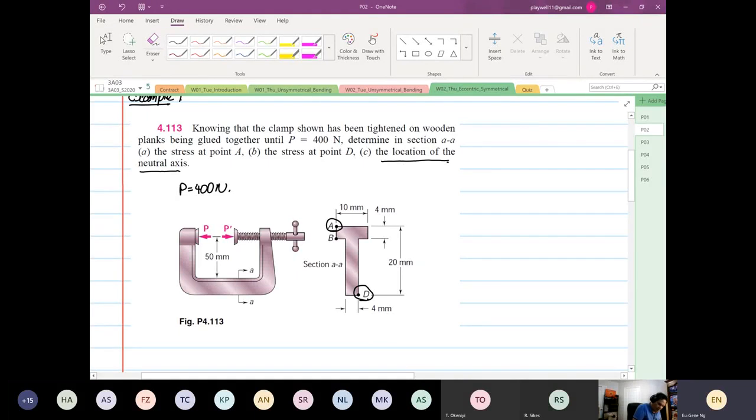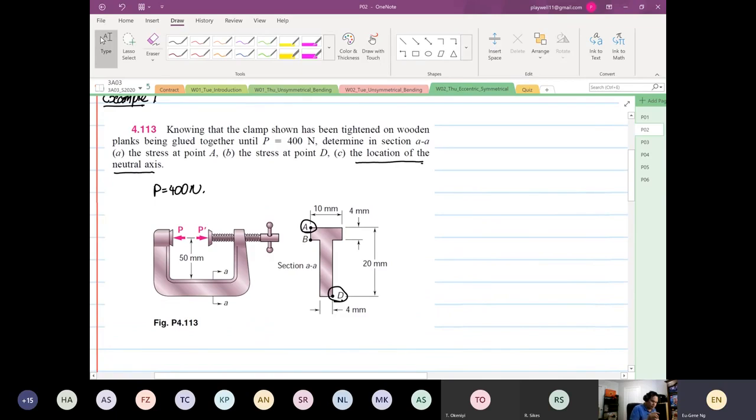The what? Of the neutral axis. Okay. So we're going to calculate the stresses, and we're going to look at the location. And I'll go further: we are also going to sketch the stress profile.